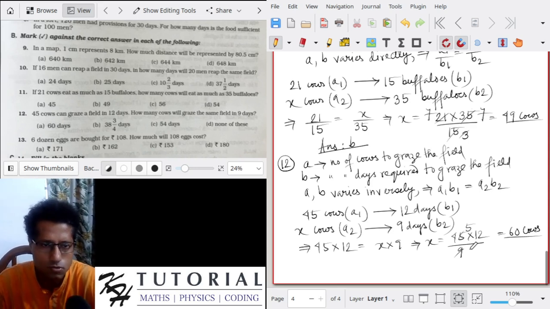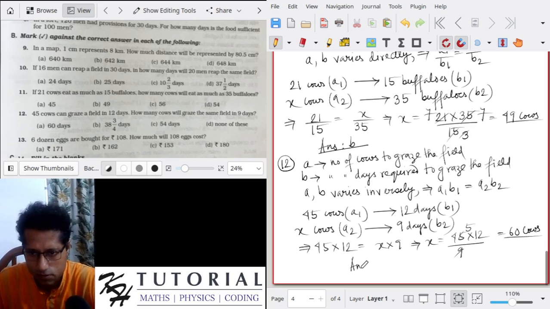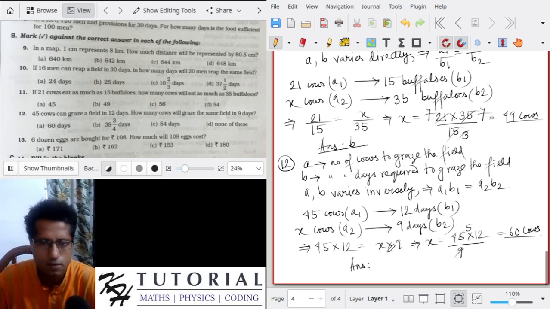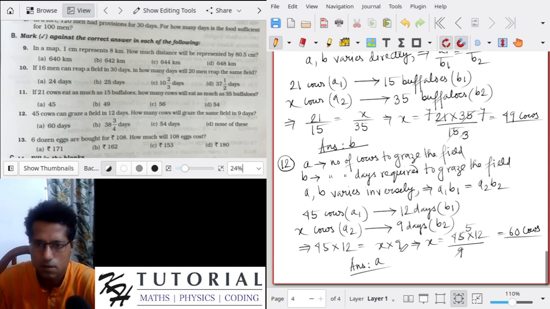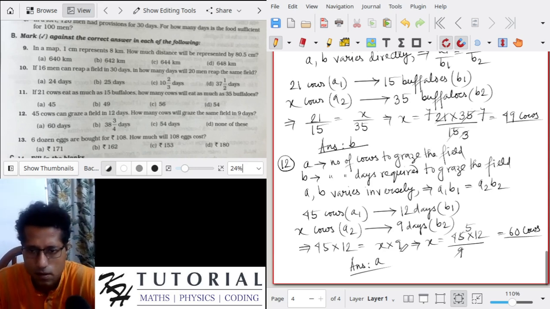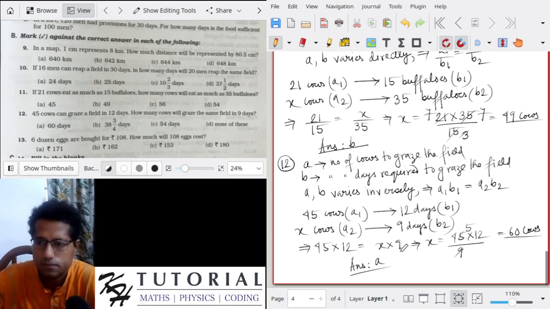The choice A should be 60 cows. So actually the answer will be choice A, but by mistake choice A is given as 60 days. So it should be 60 cows. 60 cows will graze the same field in 9 days. Okay.